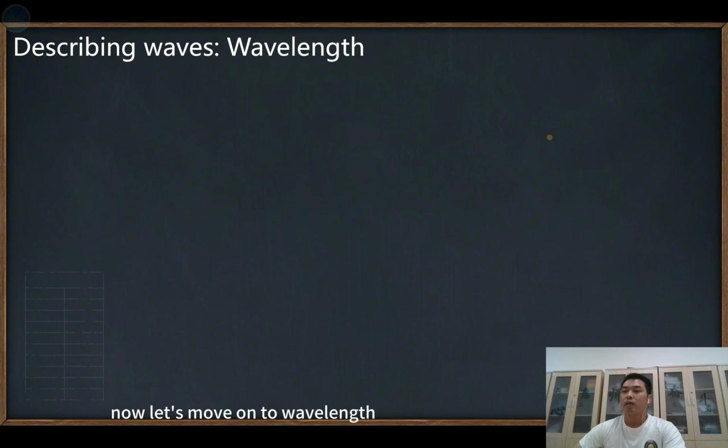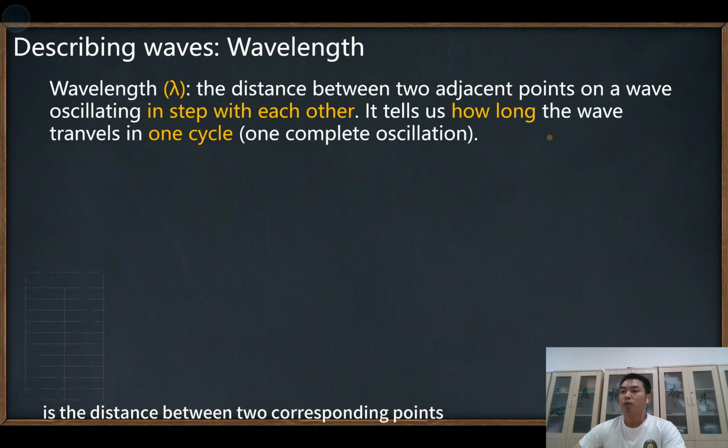Now let's move on to wavelength. Wavelength, usually represented by the Greek letter lambda, is the distance between two corresponding points on a wave which are oscillating in step with each other. That means they are always moving in the same direction at the same time, like crest to crest or trough to trough. Wavelength tells us how long the wave travels in one full cycle.